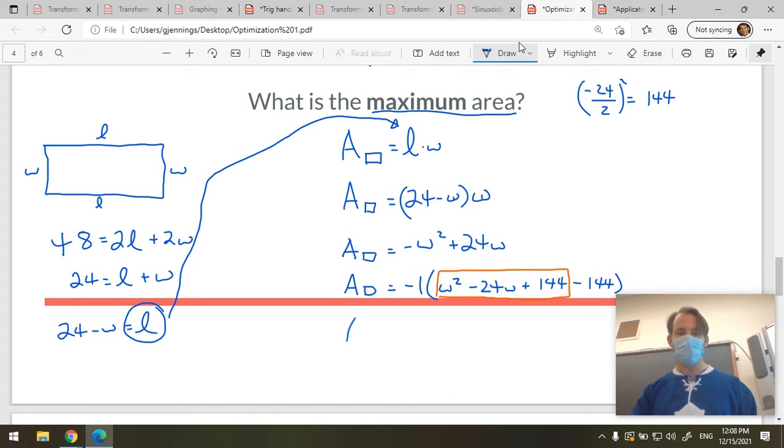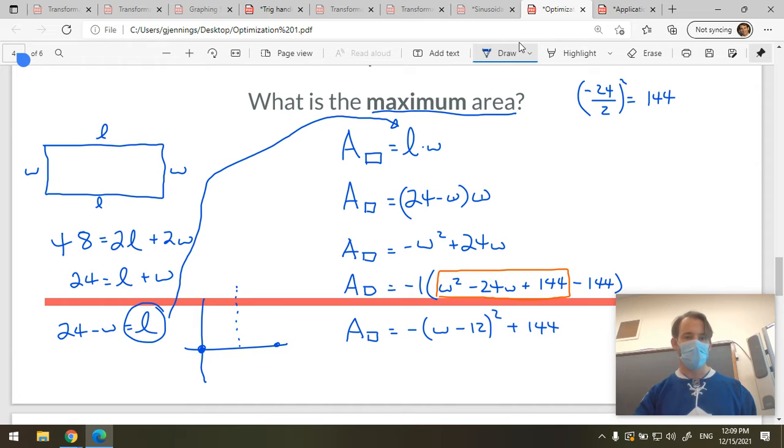Okay. So now I factor this. A of the rectangle is equal to negative W minus 12 squared. And then this is going to come outside of the equation, but I have to multiply it by negative 1. So it's going to be plus 144. So this gives me a parabola. Okay. It has a 0 at 0 and a 0 at 24. The maximum is at 12. Okay, and it looks something like this. This is an equation for the possible areas, and this is at 144.